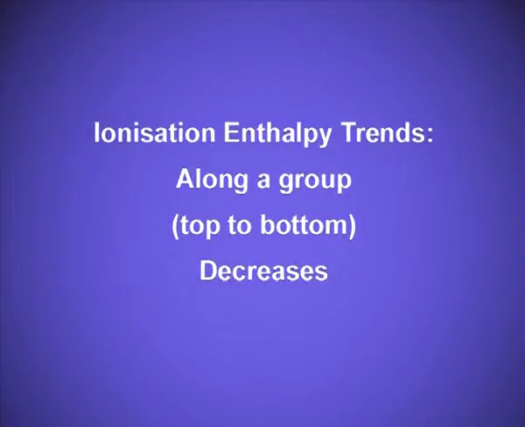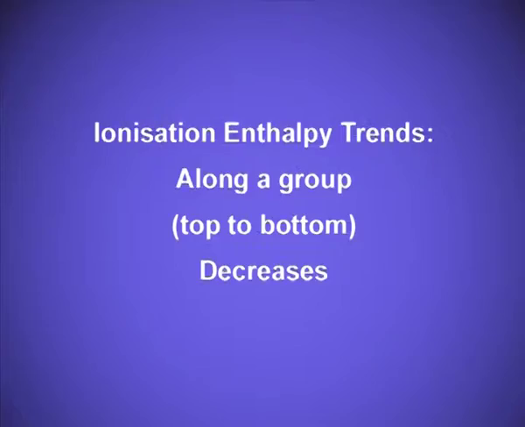Ionization enthalpy trends. First of all, along a group. When we study a group, we always talk about top to bottom. Ionization enthalpy decreases down the group. The reason is the atomic radius is increasing when we move from top to bottom, and when the size is increasing, it means that the valence electron is moving away from the nuclear pull. So, it will be very easy, or you can say we need a very small amount of energy, to remove that valence electron down the group.